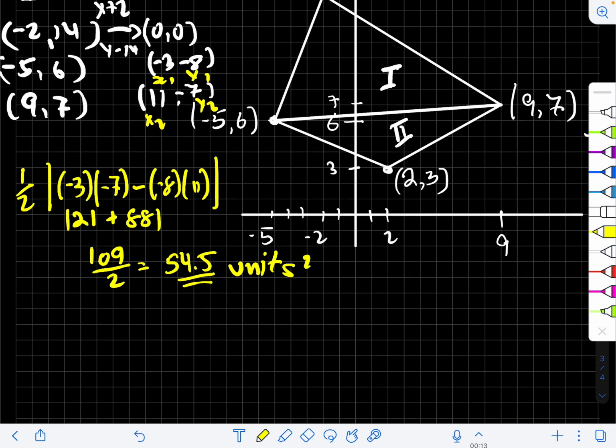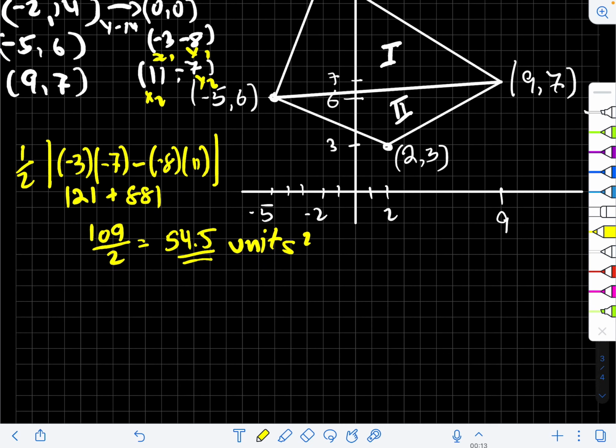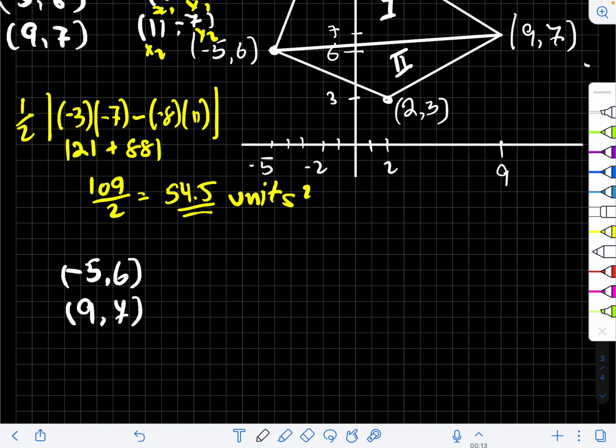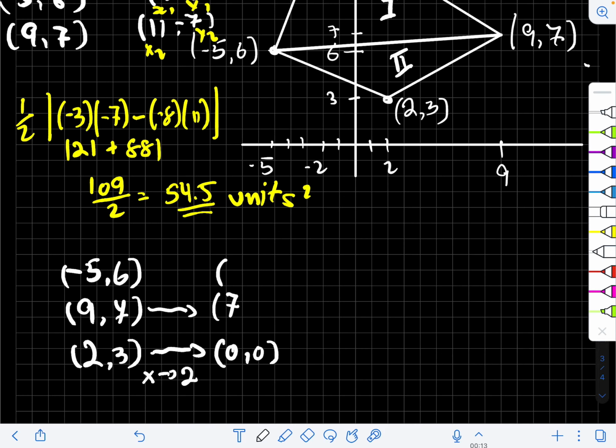And we do the same to the second triangle. So again, the same thing. We take our 3 points: minus 5, 6, 9, 7, and 2, 3. And again, we decide randomly which one we want to move to 0, 0. So let's say this time I want to move the 2, 3 to 0, 0. It doesn't matter, it's just random. So again, I look at what happened to the x. It went down by 2. So all the x's have to go down by 2. So the 9 becomes a 7, and the minus 5 becomes a minus 7, because I'm taking 2.